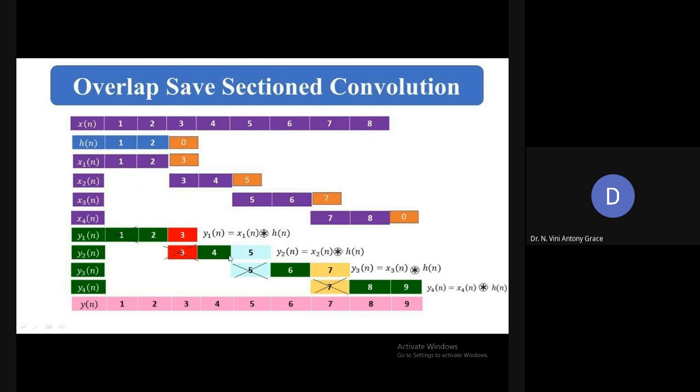Again here, this is the second sectioned output. So discard the first sample, write the others as such. Discard the first sample in the third sectioned output also. Discard this first sample in the fourth sectioned output also. How many samples do you discard in each section? N2 minus 1 samples. That is the general procedure. Now, since n2 is 2 here, we are discarding one sample, the first sample in each sectioned output, and writing the rest of the samples as such.